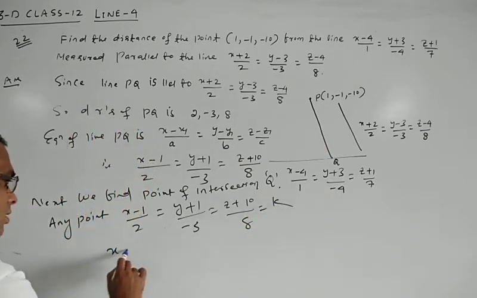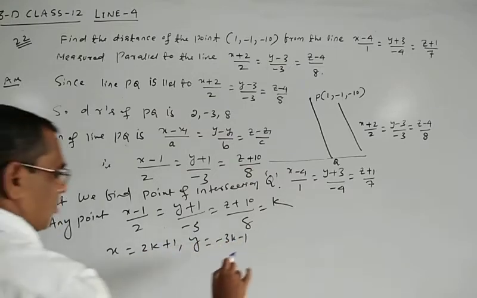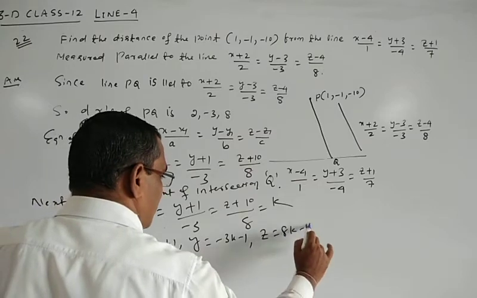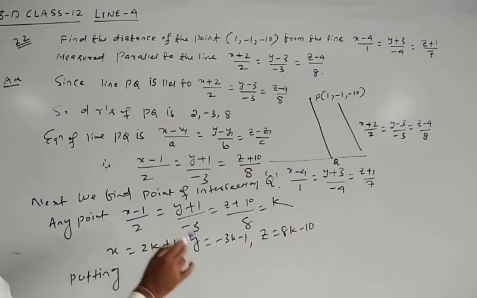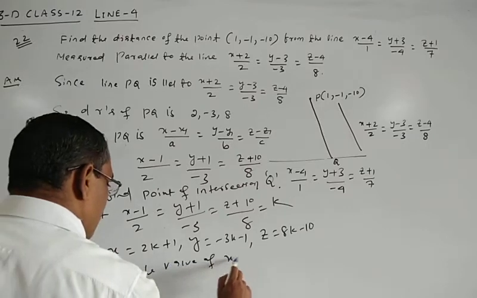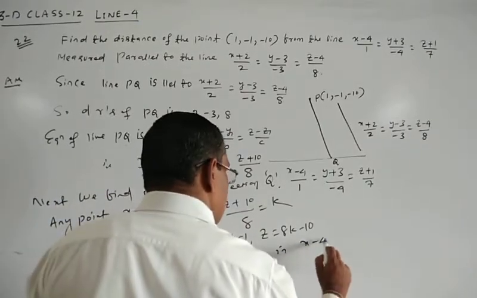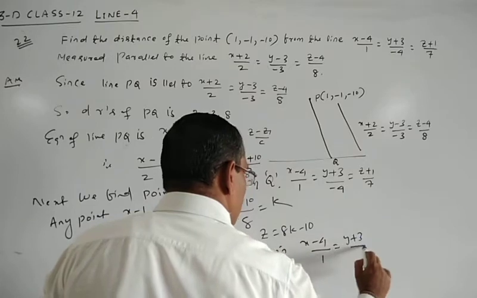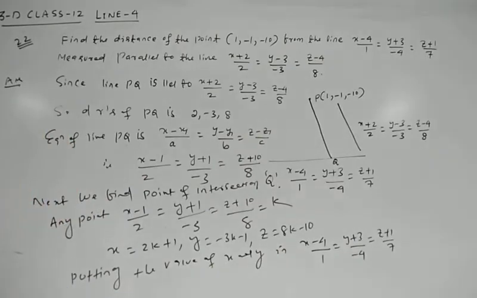That implies x is equal to 2k plus 1, y is equal to minus 3k minus 1 and z is equal to 8k minus 10. So putting the values of x, y, z into the second line, (x minus 4) by 1 equal to (y plus 3) by minus 4 equal to (z plus 1) by 7. We do not need all three variables; with two variables the value of k comes out automatically.